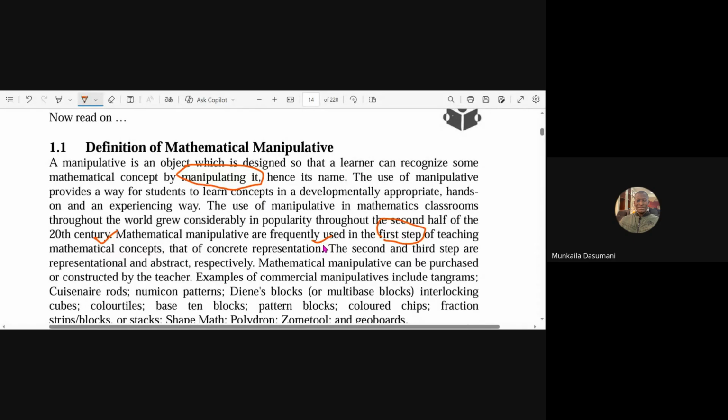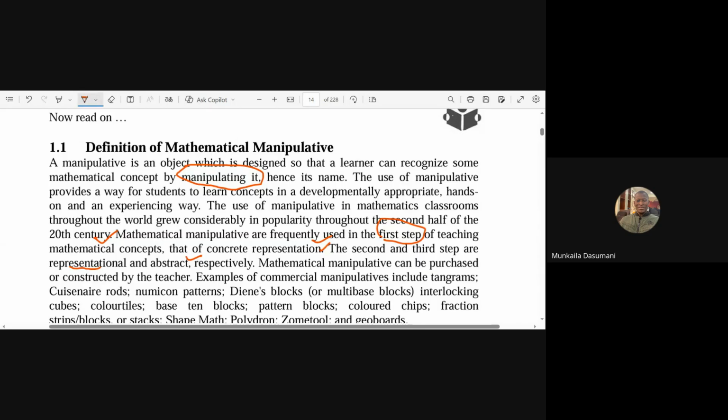So the first step of teaching a mathematical concept is concrete representation. Then the second and the third are representational and abstract. You need to know the concrete nature first. When you talk about the number two, this is how it looks: you take two mangoes, it's two. Now representational: how do you represent it? You have the symbol of the two, and then you have the abstract nature of it.